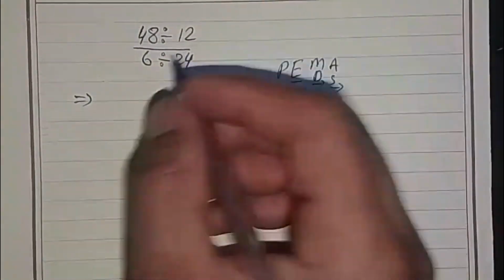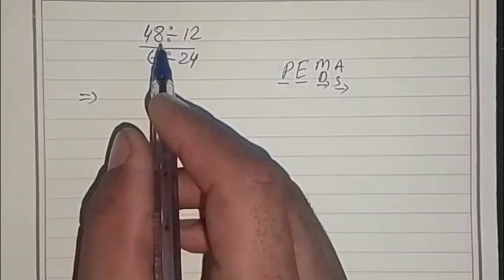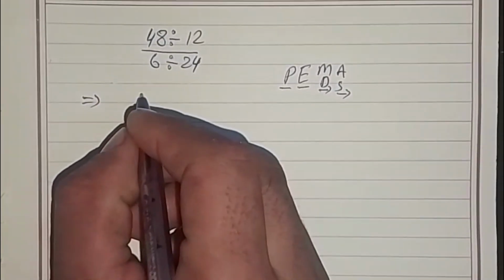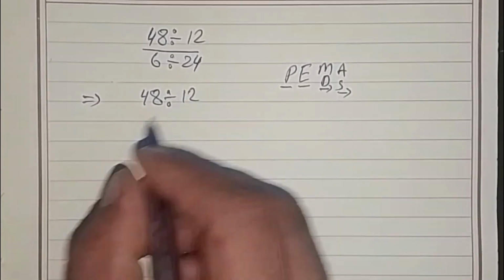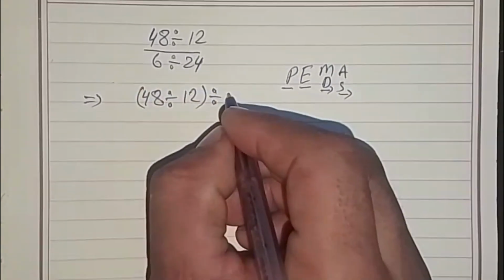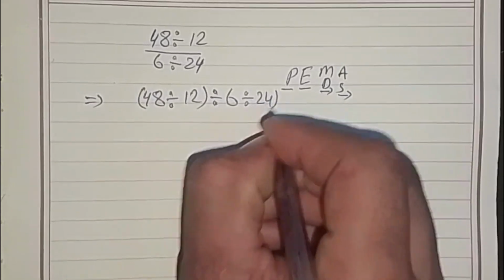First of all we solve the numerator, then we solve the denominator. Now we solve the numerator. The numerator is 48 divided by 12 divided by 6 divided by 24.